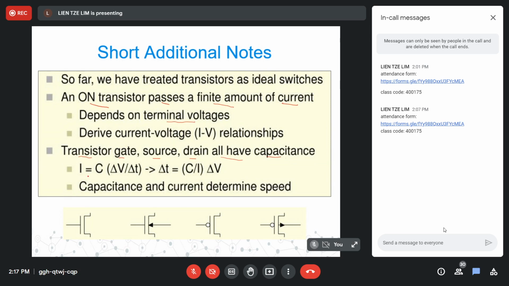This is the fundamental formula we usually use to determine capacitance, by relating it to charge, or rather current. This is in current, and this is the potential difference over a period of time. It means that when a current flows through the capacitance, the potential across the capacitance changes. When it is fully charged, the voltage will of course be high. So capacitance and current determine the speed.